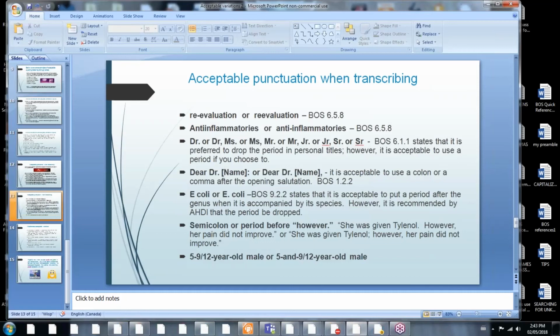But for something like re-creation, you would have to hyphenate that because without it, you're changing the meaning of the word.